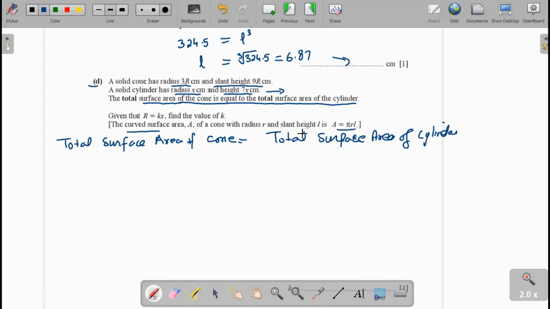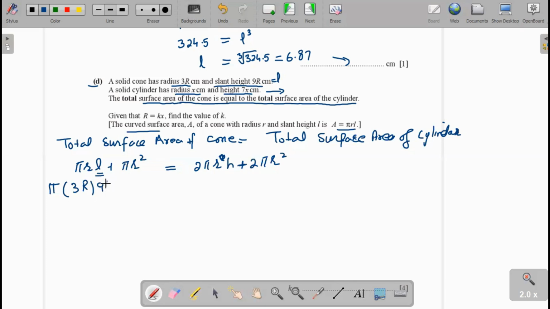Curved surface is pi r l plus the base of the cone, which is circular, plus pi r square. And same here is the area of the cylinder, which will be equal to 2 pi r h plus 2 pi r square. This is the formula of the cylinder. Now you see here the radius of the cone is 3r. Slant height, you see here, this value is 9r.